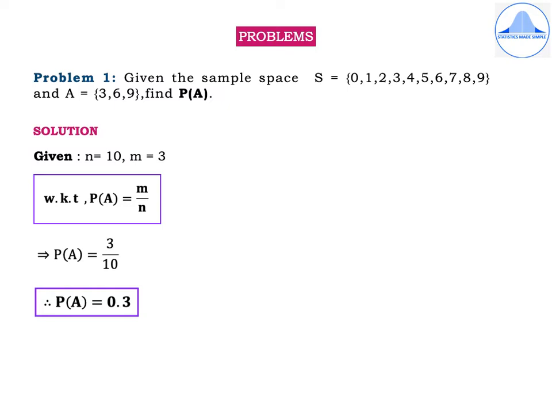How did we get n equal to 10? It is the total number of outcomes which are there in the sample space. And what is m? It is the number of outcomes which are favorable to the event A. How many outcomes are there for the event A? It is 3. Therefore, m is equal to 3. Next, write the formula for probability. We know that P of A is equal to m by n, which implies P of A is equal to 3 divided by 10, or P of A is equal to 0.3.